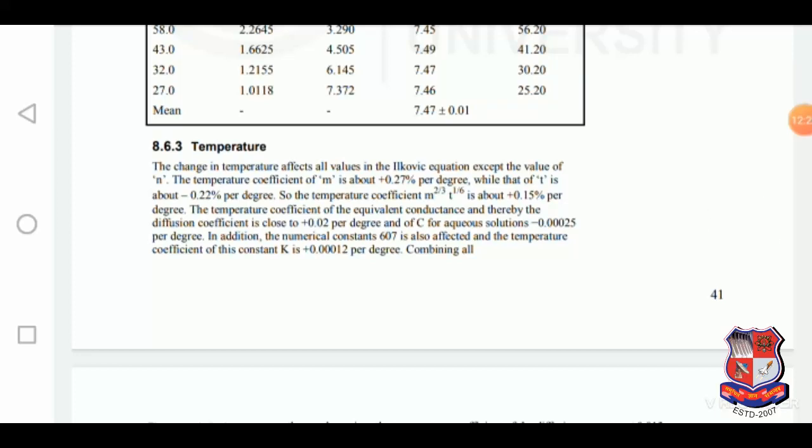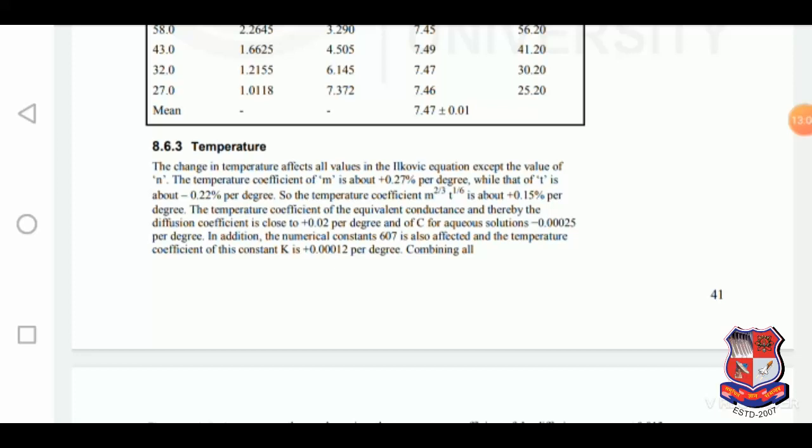Temperature. The change in temperature affects all values in the Ilkovic equation except the value of n. The temperature coefficient of m is about plus 0.27% per degree, while that of t is about minus 0.22% per degree. So the temperature coefficient of m raised to 2/3 and t raised to 1/6 is about plus 0.15% per degree.